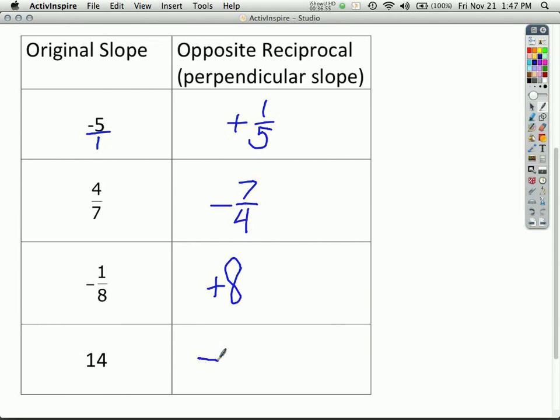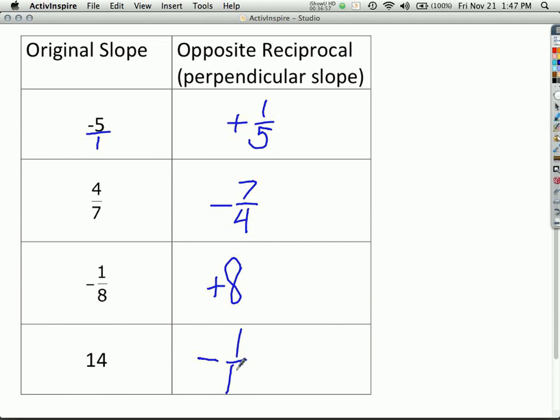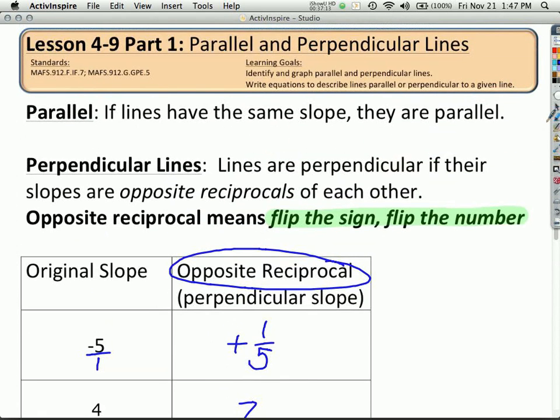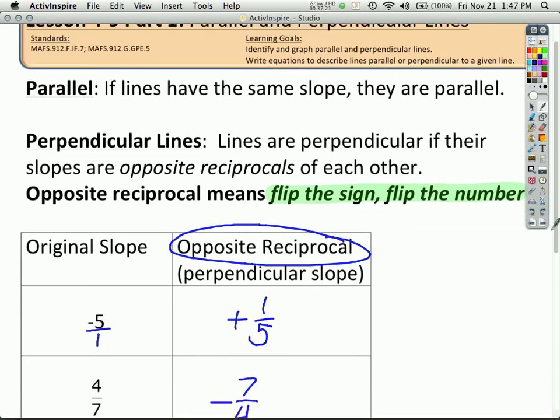Very good. Flip the sign, flip the number. So now we know how to find an opposite reciprocal. That is not today's lesson at all. In fact, we haven't even started really. But that's a skill you need to be able to do what we're going to do today. Anyone have any questions so far? Any questions so far? Okay. For this?